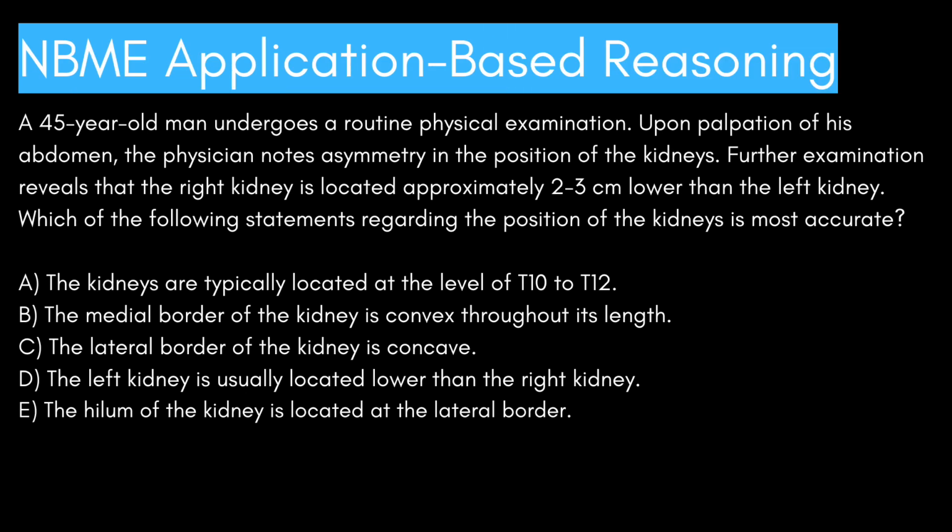A 45-year-old man undergoes a routine physical examination. Upon palpation of his abdomen, the physician notes asymmetry in the position of the kidneys. Further examination reveals that the right kidney is located approximately 2 to 3 centimeters lower than the left kidney. Which of the following statements regarding the position of the kidneys is most accurate?